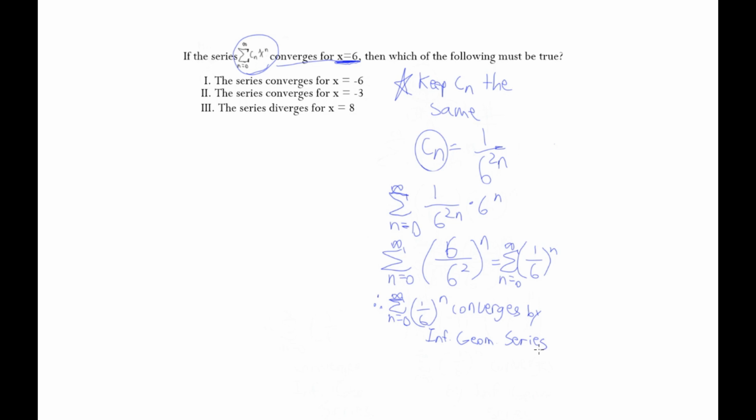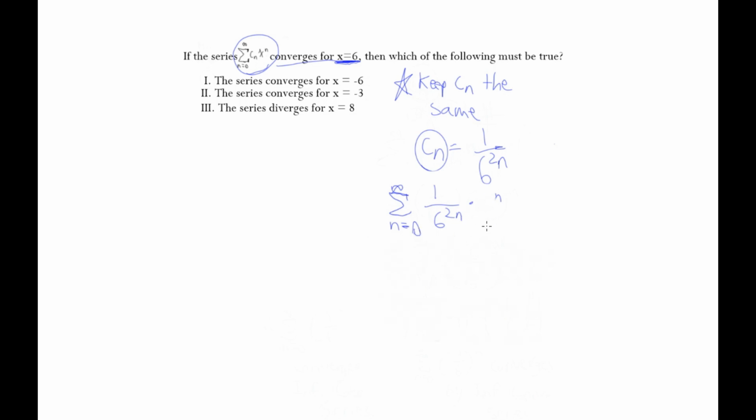Okay, so now we know our C of n, we have to keep it the same throughout all of our tests when we plug in x equal to negative 6, x equal to negative 3, and x equal to 8. So we do this by simply replacing the x with negative 6 first. So we're testing for number 1. Okay, so negative 6. We can do the same thing, factor out the n, giving us this in the term of the infinite geometric series format. And that's equal to this.